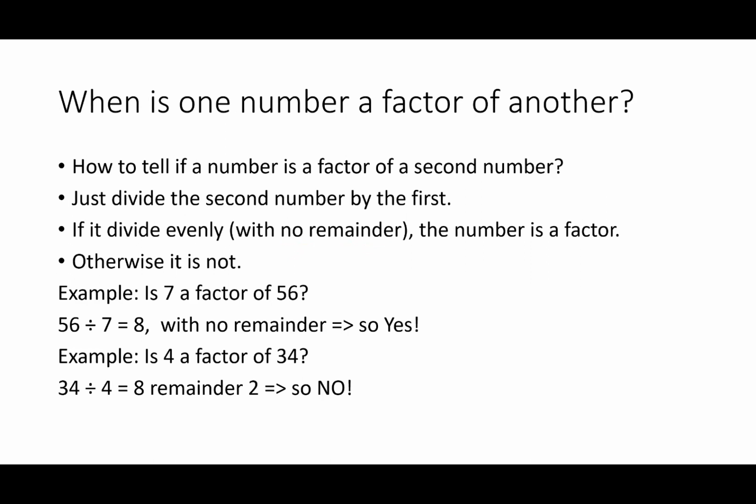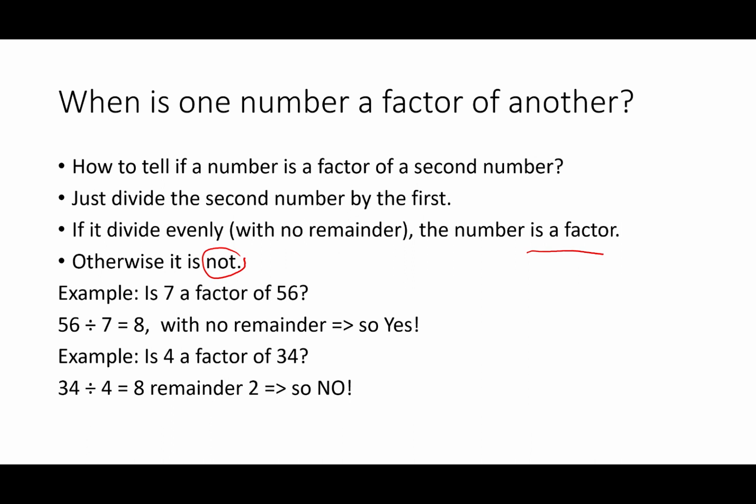So how do we know when one number is a factor of another? We can test it by dividing the two numbers together. We divide the second number by the first. If the division works out evenly, meaning there is no remainder, then the number is a factor. Otherwise, it is not.